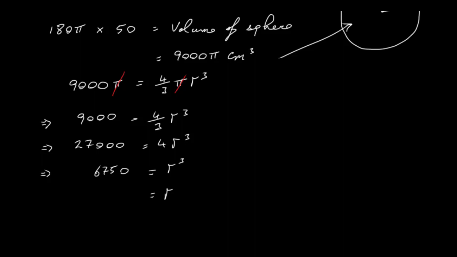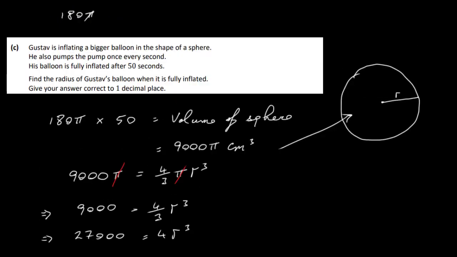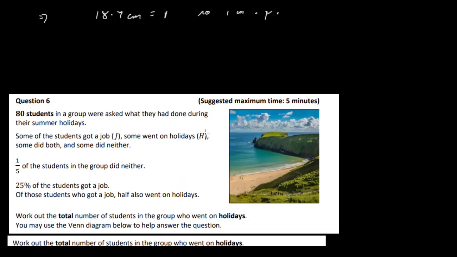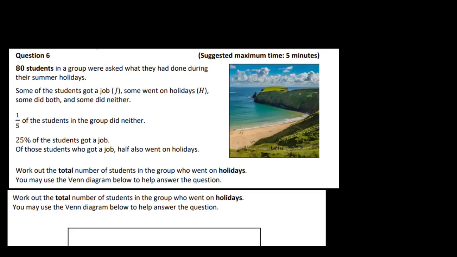And then finally, we just got to cube root both sides. So the cube root of 6,750 is 18.9, and that's in centimeters. And that's to 1 decimal place, I think we had to do here. Find the radius of Gustav's balloon when it is fully inflated. Give your answer correct to 1 decimal place. Okay, so that's that one done. Let's have a look at question 6 then.